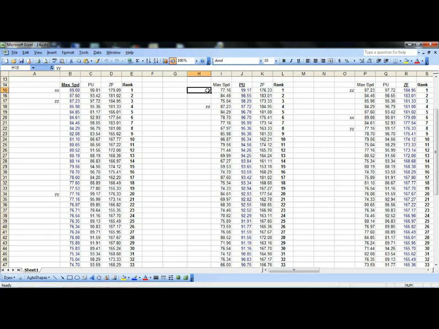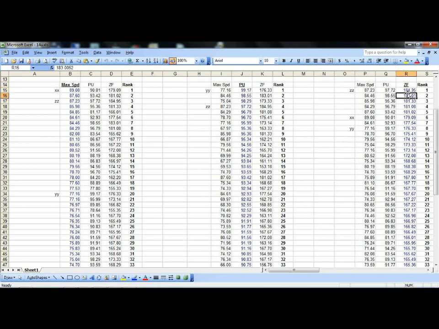So again, YY tells us, and again, YY is going to be in your top 10, but YY has great coordination and functional capacity, but is definitely not recruiting very well. So that tells you right away where this athlete is lacking in overall performance. Now let's go to our best scenario. Let's go to our ZZ.